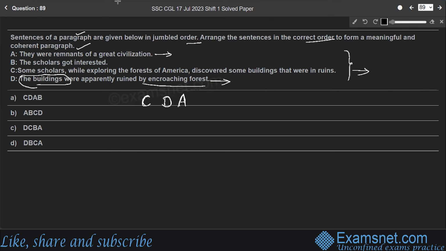Therefore, CDA is the order, and at last the scholars got interested. So sentence B will be at last, which concludes the topic here, right? Therefore, the order will be CDAB. CDAB is option A.